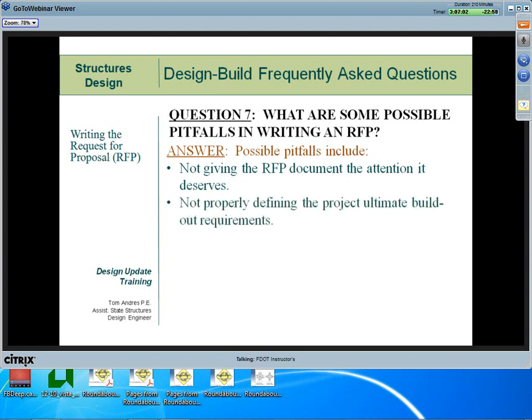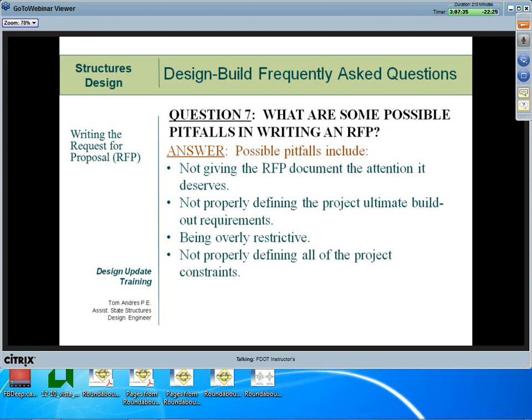Another pitfall that I see fairly common is not properly defining the full build-out for the project. And I should point out that just because your project does not have an ultimate section does not mean that the RFP should not address future requirements. You know, we're in a growth state, and we need to make sure that we're looking long-term here. Another pitfall is being overly restrictive. More on that topic later.